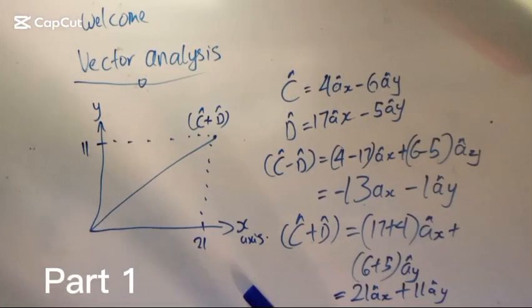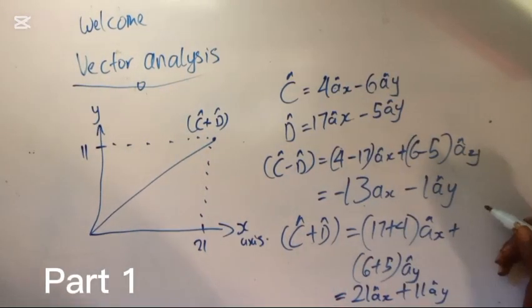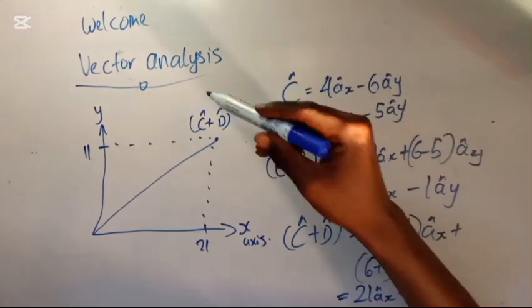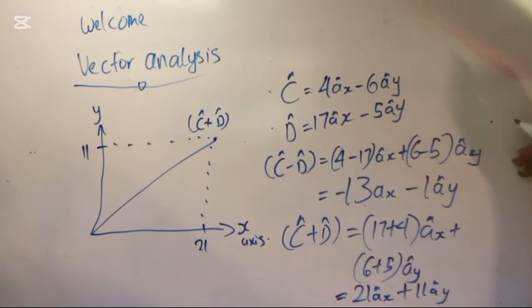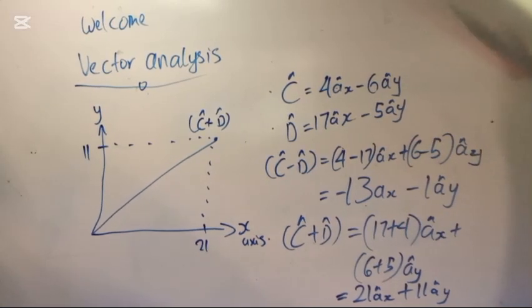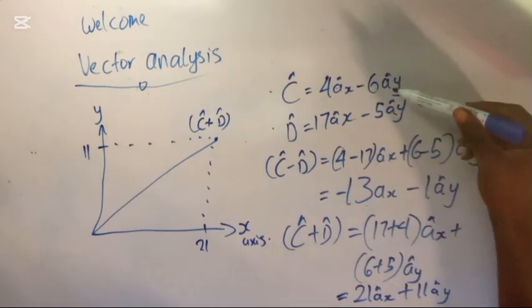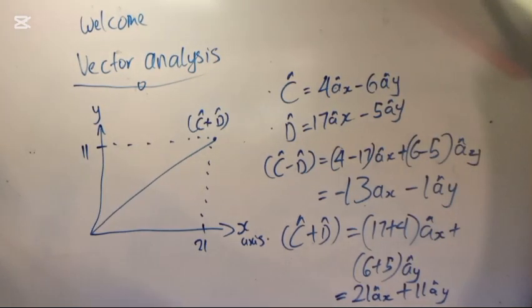So yeah, so basically, this is what we have for vector analysis. Basically, we have two vectors, C and D, and C is 4ax 6ay and D is 17ax minus 5ay.